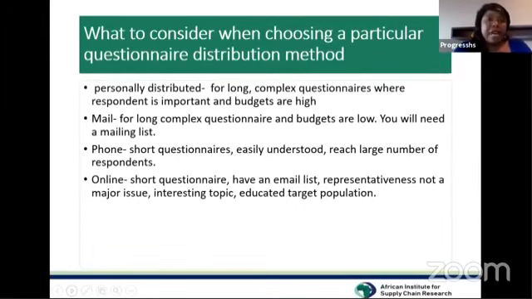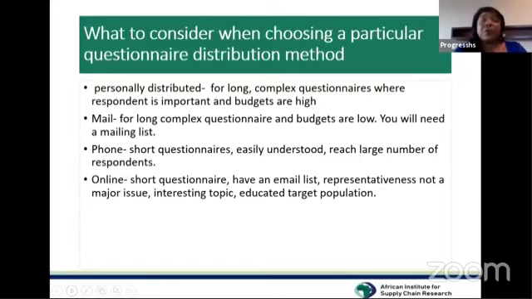All right, so we have now spoken about the ways through which you can distribute your questionnaires, but what kind of factors could help you in your choice in terms of which mode and which method of distribution to make use of when you want to distribute your questionnaire? You might want to think about the length of your questionnaire. You might want to look at how simple or how complex your questionnaire is. You also have to consider your budget and the time that you have in your hands to do that particular study.